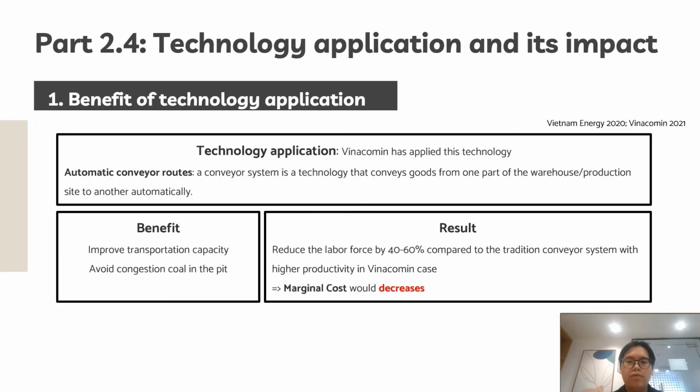Automatic conveyors are the technology that conveys goods from one part of the production site to another automatically. This technology helps to improve the transportation capacity and avoid congestion of coal in the pit. For instance, Vinacomin reduced the labor force by 40% by applying this technology, indicating a decrease in marginal cost.